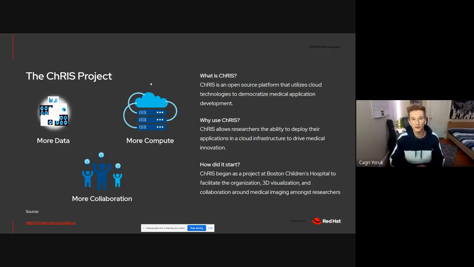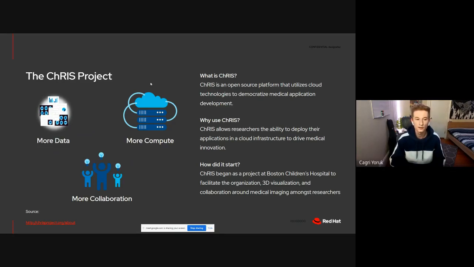The ChRIS project. So what is ChRIS? ChRIS essentially is an open source platform that utilizes cloud technologies to make medical application development accessible by everyone. And why do we use ChRIS? Because ChRIS allows researchers the ability to run their applications in a public cloud to drive medical innovation. And ChRIS started as a project at Boston Children's Hospital to do 3D visualization and do collaboration around medical imaging between researchers. And I believe there are three main reasons why we use ChRIS.